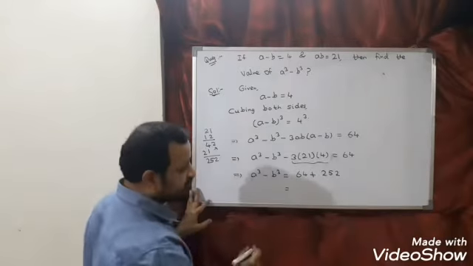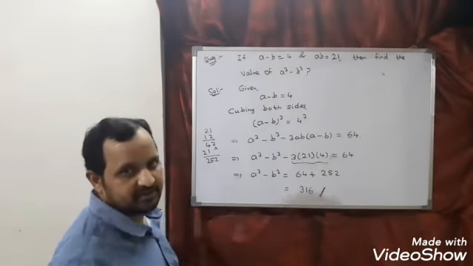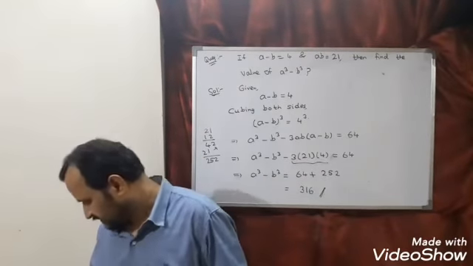Right. Now add 4 plus 2. 6 will come. And here 1 will come. 316. So the answer of this question is 316. Let us see one more question.